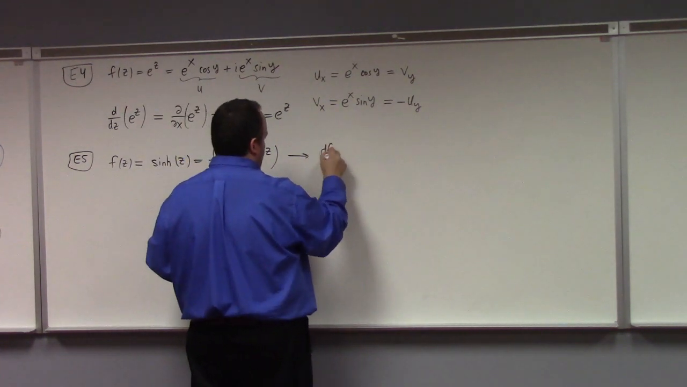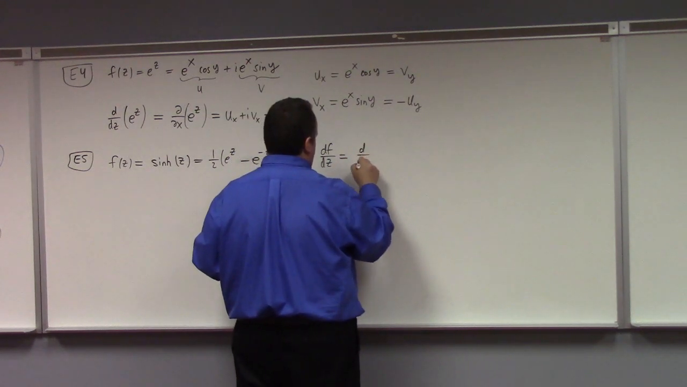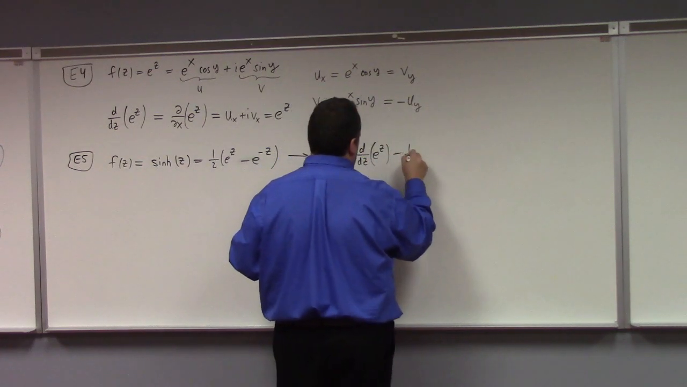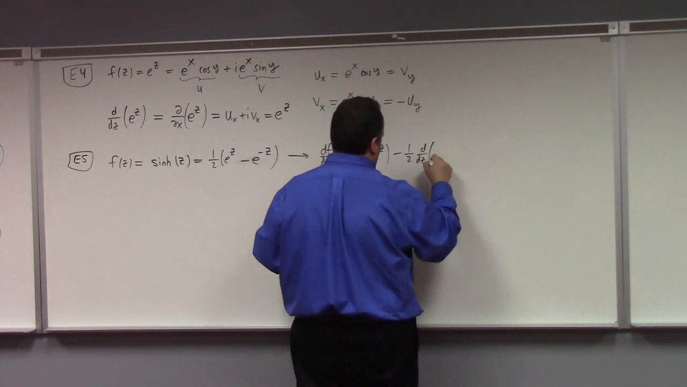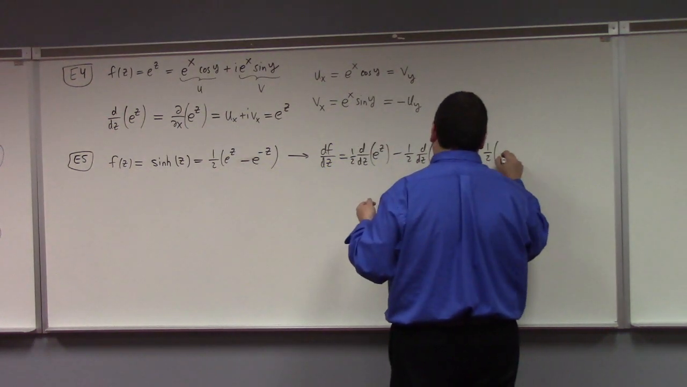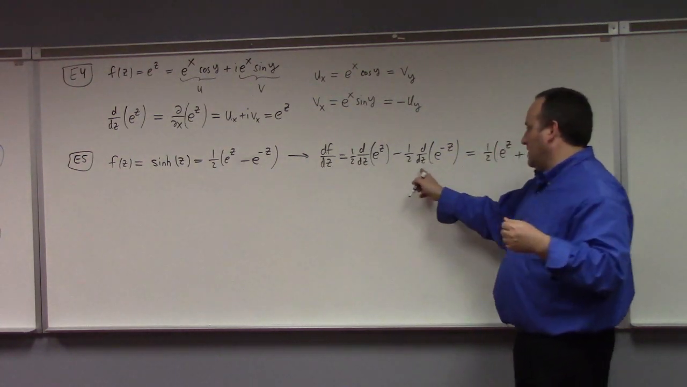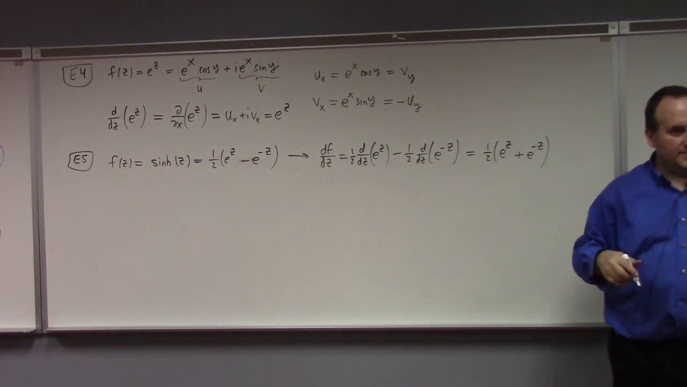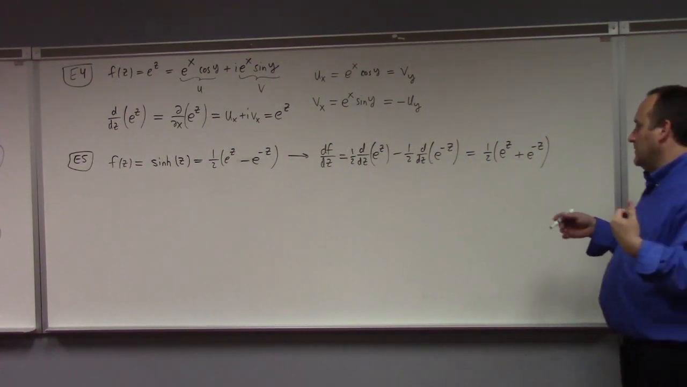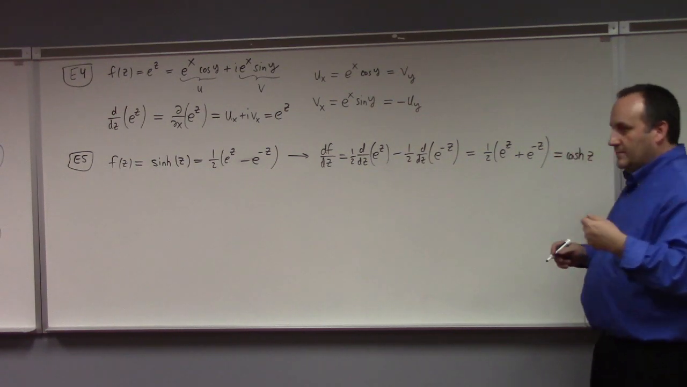So df/dz is equal to d/dz, I'll bring the half out, of e to the z, minus one half d/dz of e to the minus z, which then gives me one half of e to the z plus e to the minus z. Using the chain rule here, right? There is a chain rule still, for the same reasons as in Calculus 1, and that's Cauchy. Now that's one way we could go, right?